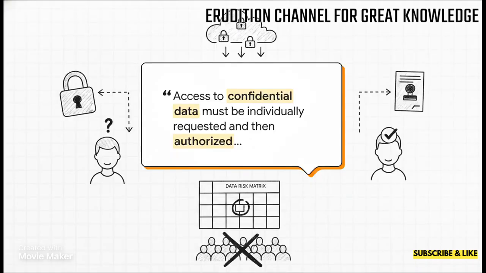To really drive that home, access to confidential data must be individually requested and then authorized by the Functional Security Module representative. That representative is the specific person personally responsible for the data. This means absolutely no blanket access is allowed. You can't just hand the keys to an entire department. It requires specific, individual, case-by-case authorization.